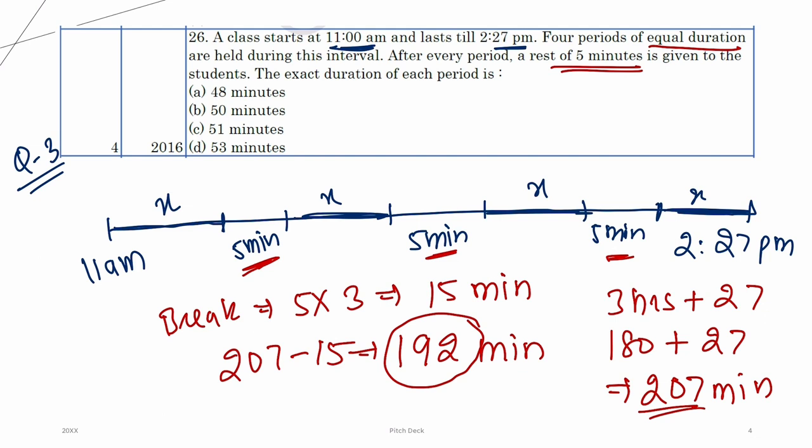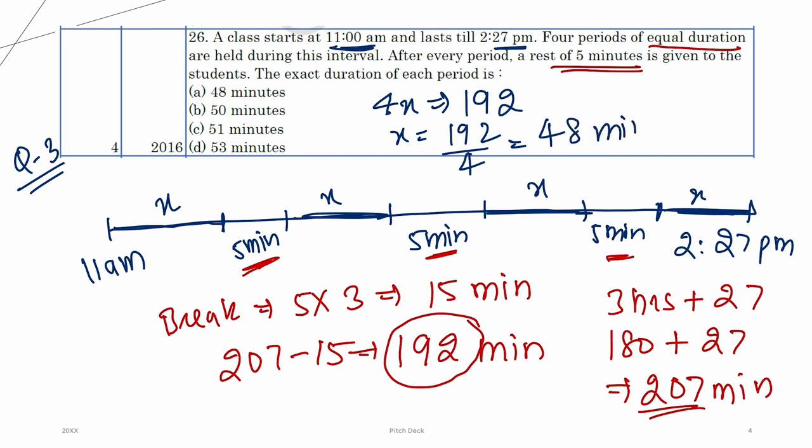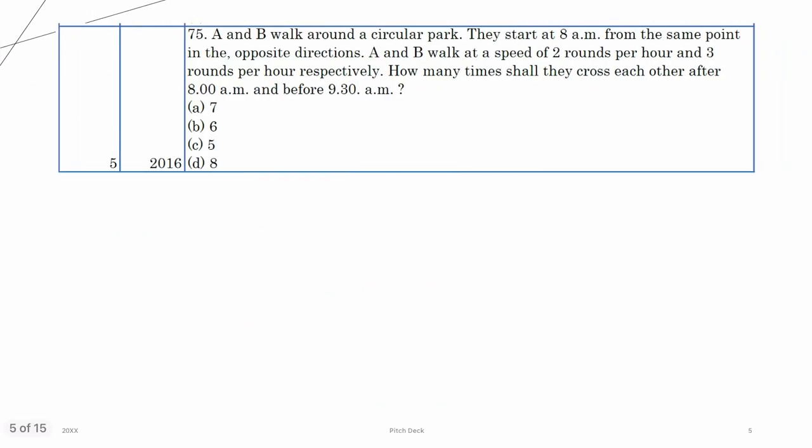So 4 classes happened for the duration of 192 minutes. So 192 by 4, 4 for the 16, right? 4 for the 16, and 4 7 the 20, 4 8 the 32. So 48 minutes was each period. So x is 48. I hope this is clear. This is question number 4 of PYQs. Let's move to the next question. Easy question. Again, it's more on the common sense side rather than the application of speed and distance, right? Now moving to the next question.